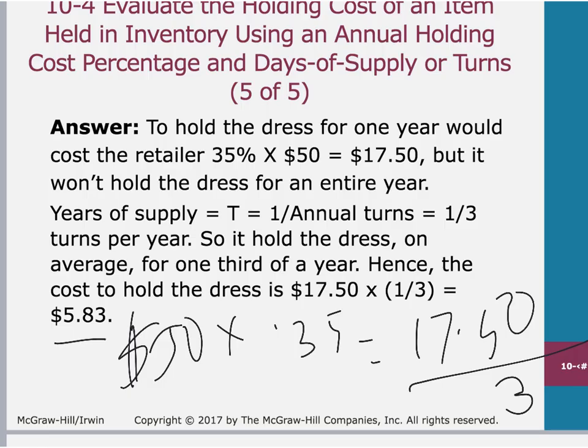So remember, you start out with the cost of the item times the holding cost percentage to get the annual holding cost. Then if you have turns greater than 1, so turns 2 times, turns 5 times, it's going to be the annual holding cost divided by the number of turns to give you the actual holding cost for that particular item.